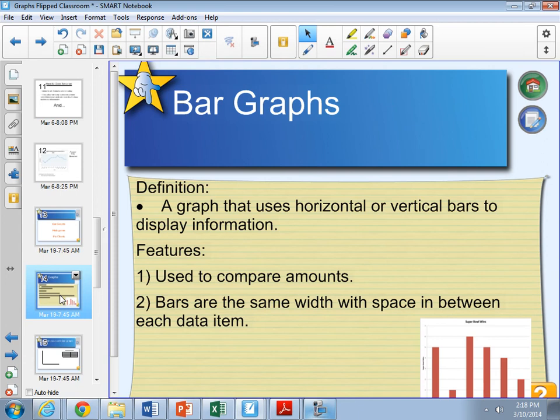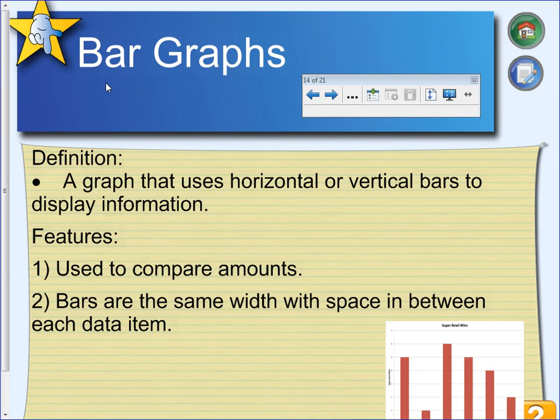First one we're going to do is the bar graph. A bar graph is a graph that uses horizontal or vertical bars to display information. The features of a bar graph include: used to compare amounts, and the bars are the same width with space in between each data item.